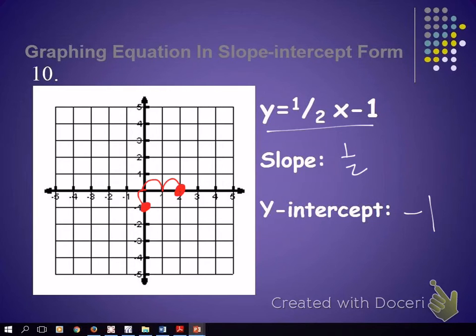Now, we consider this. Isn't negative 1 over negative 2 the same as 1 over 2? 2 negatives make a positive, right? So we can actually apply our slope the other way. We can do a vertical change of negative 1 and a horizontal change of negative 2 and still get to a point on that line. That's your line.